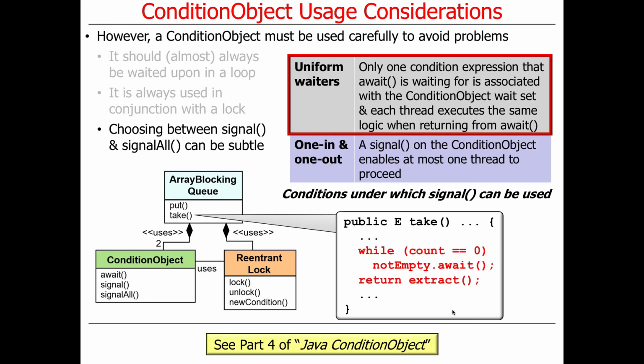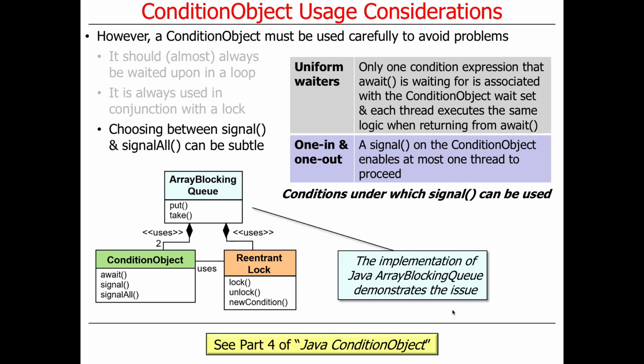So that, of course, raises the question, when can I use signal versus signal all? And I'm going to describe the conditions under which you can do that. And in order to do this, we're going to use the ArrayBlockingQueue as the way to understand what's happening here. So we have the ArrayBlockingQueue, and it's going to demonstrate these things we're about to talk about.